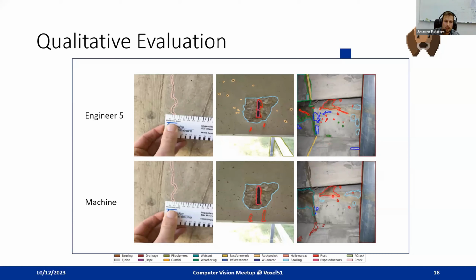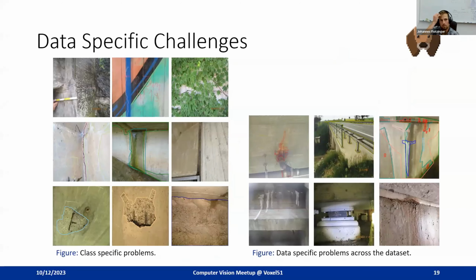Our model did predict the big rust stain here, which was also, of course, recognized by the engineer, but he also annotated some small rust stain points, which were not all recognized by our model. We have some spallings over here, which were not recognized by our model, but our model recognized the drainage pipe here on the right side correctly. So yeah, that's basically what the qualitative evaluation showed.